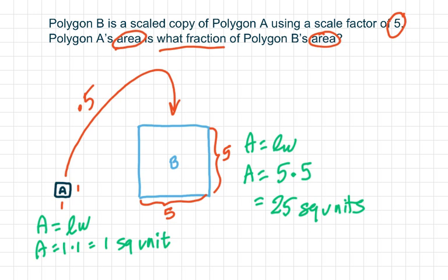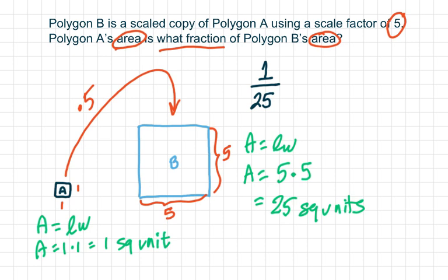So now I'm going to go back to the question, and it's asking me what fraction polygon A's area is. So I have to keep that in mind. I need to make sure that I do an area and fraction, and the area of A will be the numerator. So that would be 1, because we know that the area is 1 square unit. And the area of B will be the denominator, so that's 25. So the answer you should have gotten was 1 over 25.